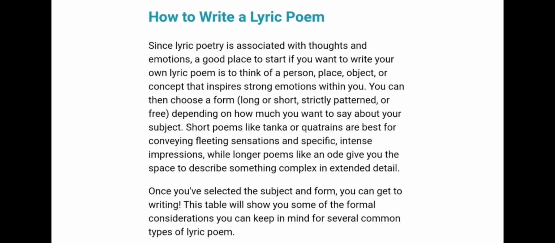Short poems like tanka or quatrains are best for conveying fleeting sensations and specific intense impressions, while longer poems like an ode give you the space to describe sometimes complex ideas in extended detail. When you have selected the subject and form, you can get to writing. This table will show you some of the form considerations you can keep in mind for several common types of lyric poem.